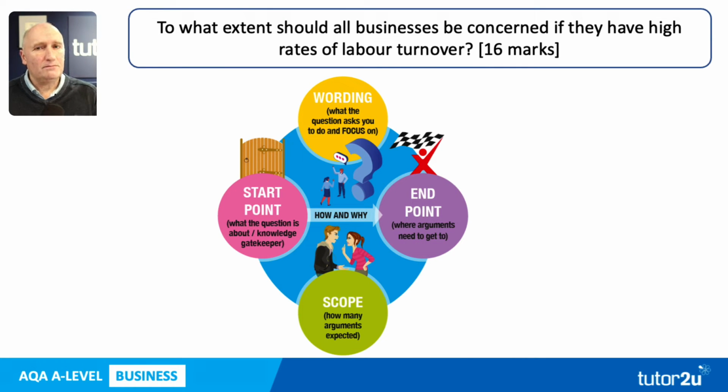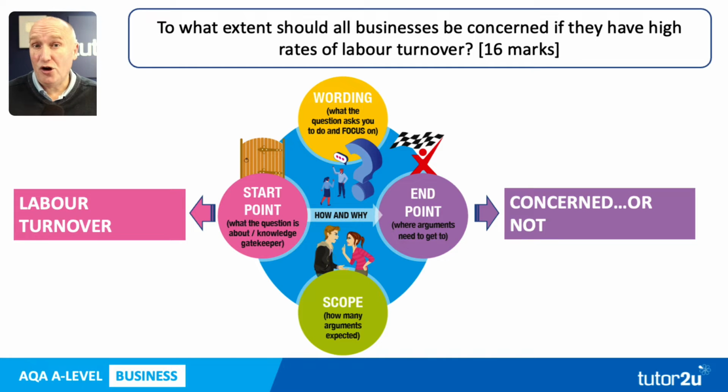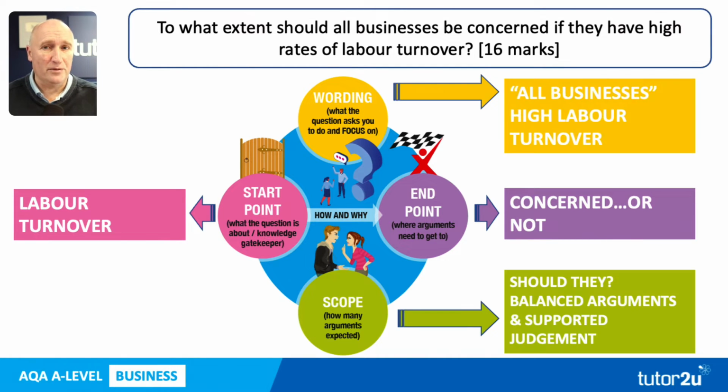So this question is all about, clearly, labour turnover, and because there's 16 marks, there's evaluation marks going. Our arguments and our conclusion need to assess to what extent businesses should be concerned or not concerned about having high rates of labour turnover. We clearly need some balance to our arguments, and our judgment, our conclusion, needs to be supported by those arguments. The words to focus on there are high labour turnover. That's what we need to stay relentlessly focused on throughout the response.